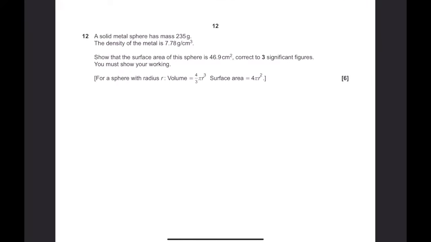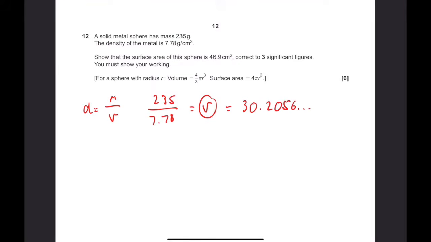A solid metal sphere has a mass of 235. The density of the metal is 7.78 grams per centimetre cubed. Show that the surface area is 46.9. So we know that density equals mass over volume, which is going to be 235 over 7.78, and that will give us the volume by rearranging. That gives me a value of 30.2056 and so on. So from here we know that the volume is equal to this, so this will enable us to work out the radius.